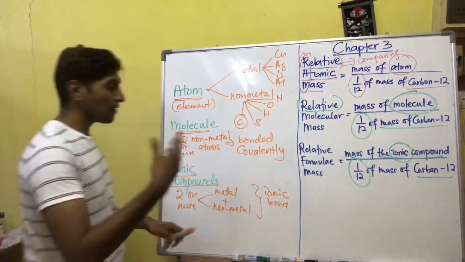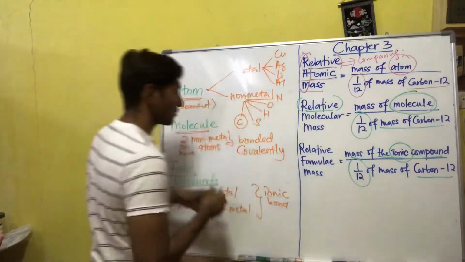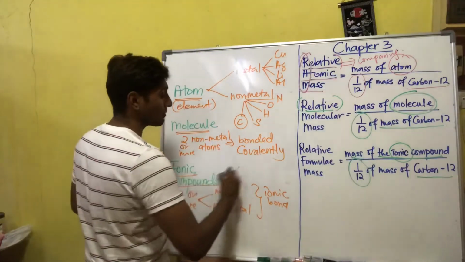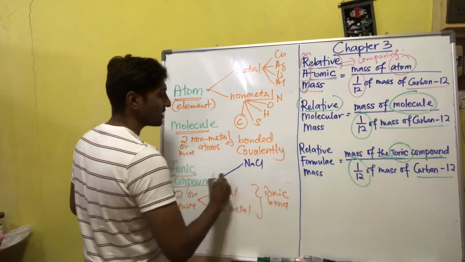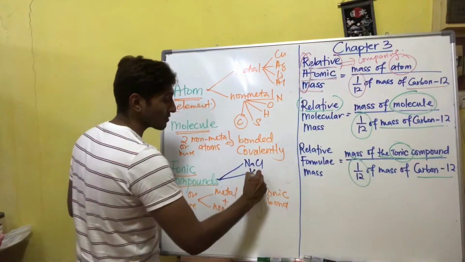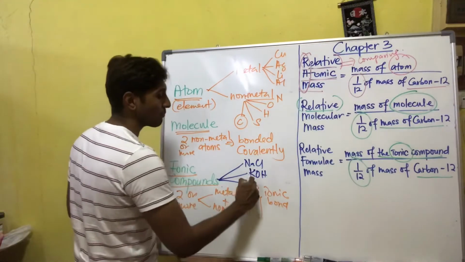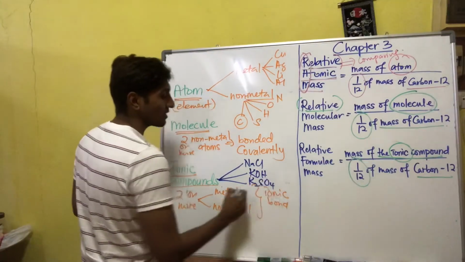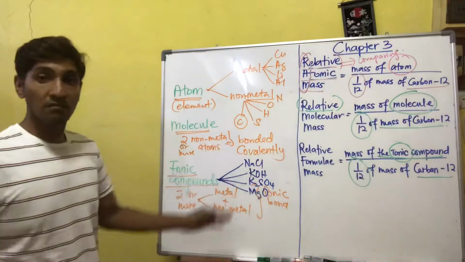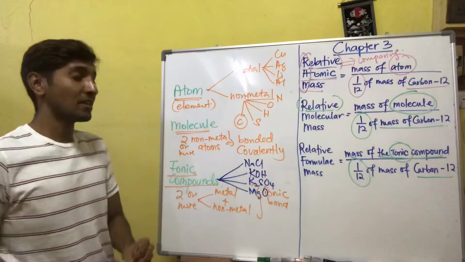Of ionic compounds, there are tons in the world. It could be sodium chloride, NaCl. It could be potassium hydroxide. There could be potassium sulfate. There could be magnesium oxide, and the list goes on and on.